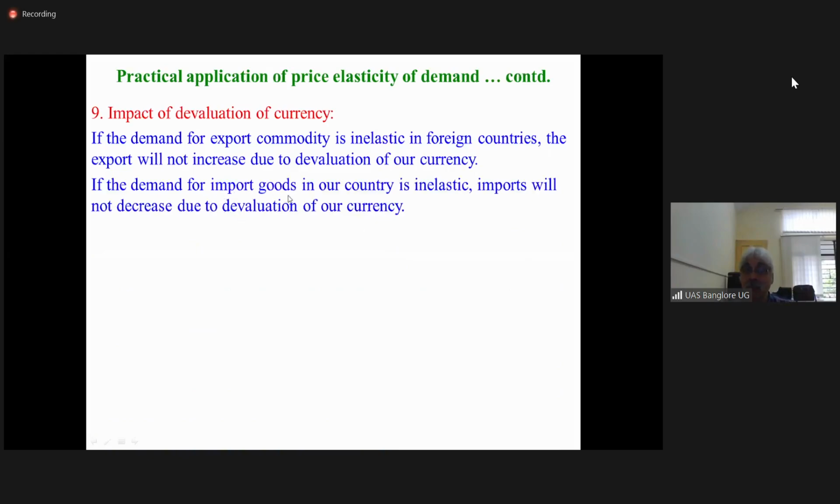If the demand for import goods in our country is inelastic, imports will not decrease. Whether the price of American wheat is 70 rupees, 80 rupees, or 90 rupees, we want American wheat. If that is the situation, inelastic, then devaluation will not help, because we are ready to pay 100 rupees per kg instead of 75 rupees per kg and purchase, because demand is inelastic.